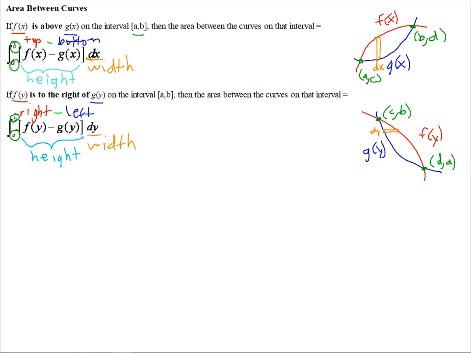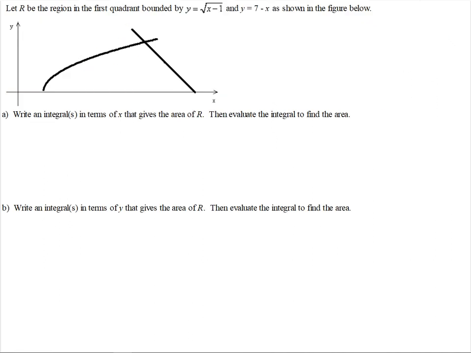So let's see how this works on some example problems now. So the first one here, and this is supposed to be touching the x-axis, there's just a little gap there that shouldn't be there. And then, so we've got the region in the first quadrant, bounded by the graph of y equals square root of x minus 1. So you can see that's the half parabola here, and the curve y equals 7 minus x. That's our linear one right here.